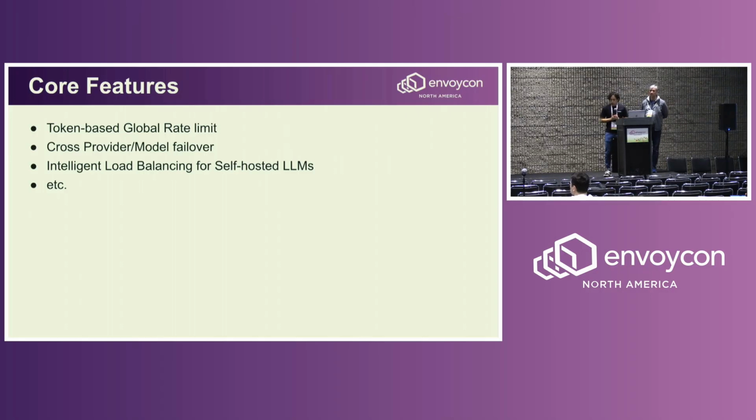We have a few core features, but we cannot explain everything, so I chose three of them. One is the token-based global rate limit, and I'm going to explain how it works under the hood at Envoy's configuration level. Then I'm going to explain cross-provider model failover, how it works and why it is necessary. And then I'm going to pass over to Jan later for the intelligent load balancing for local self-hosted models. So I'm going to start with the token-based global rate limit.